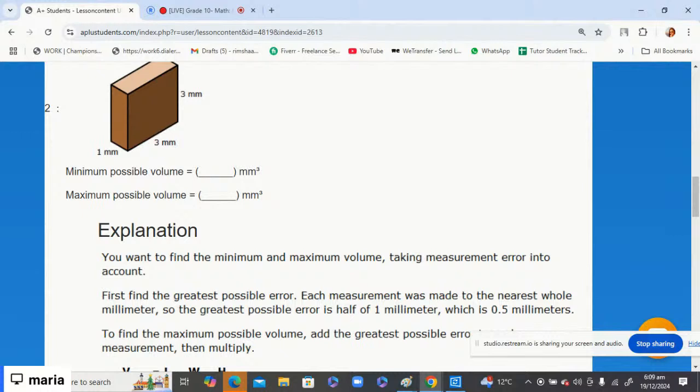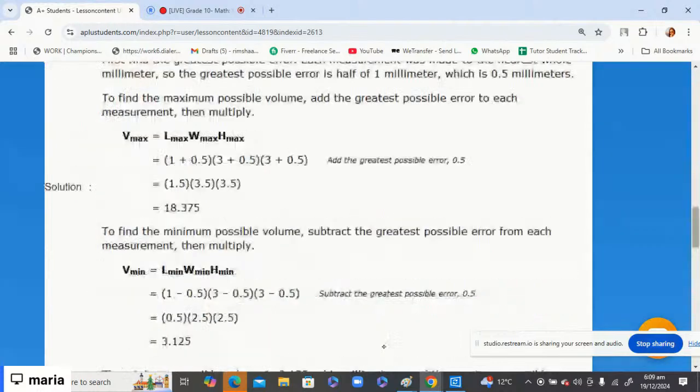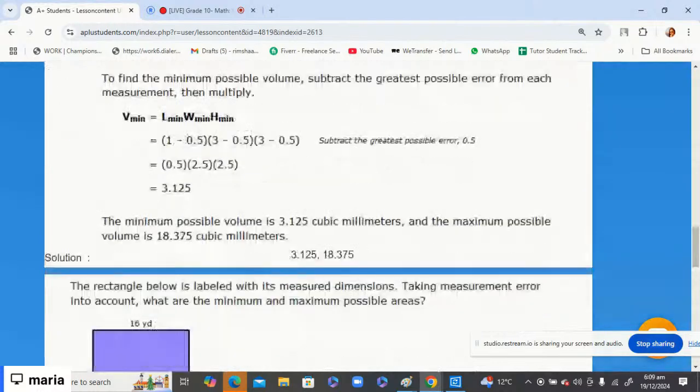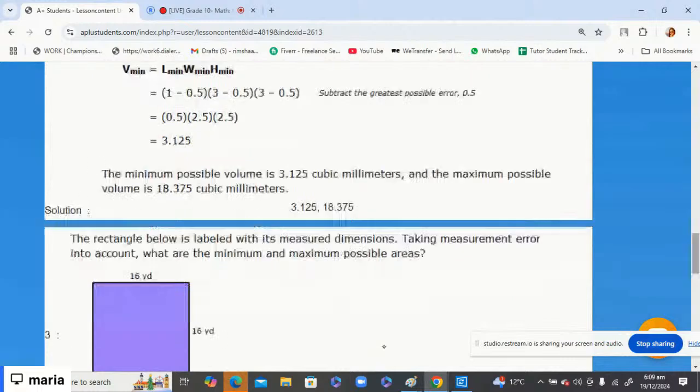Now for finding the minimum value, you take the length minimum, width minimum, and height minimum, and subtract in all of it: 1 minus 0.5, 3 minus 0.5, 3 minus 0.5, and then write the answer. Okay, so this is the way that you are going to find it.